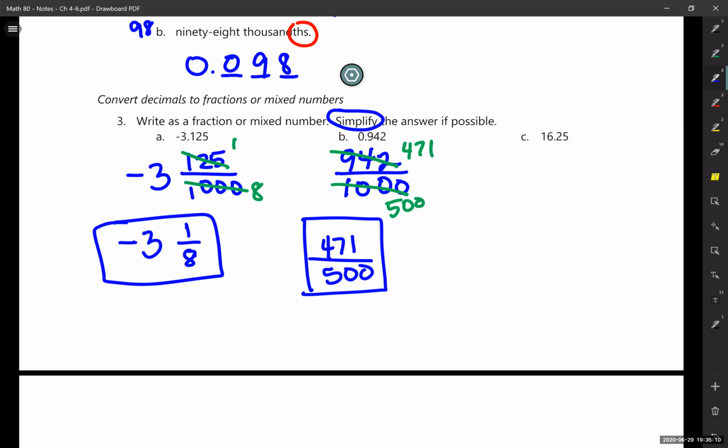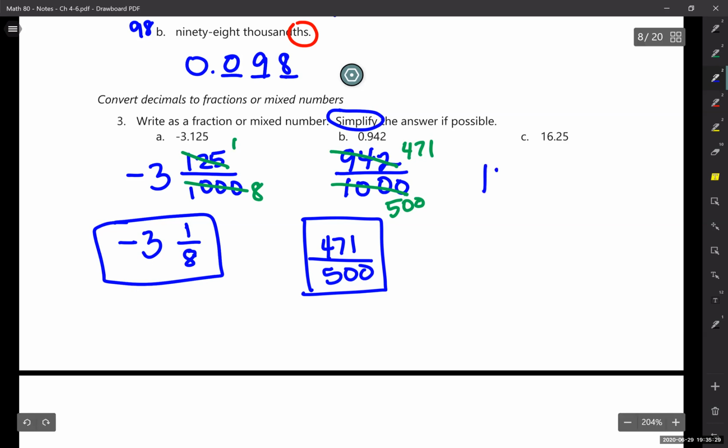All right, last one. We have 16 and 25 hundredths. Now this one, you might be able to shortcut. You might know what 0.25 is. And if you do, great. Use anything you already know. That's fabulous. But if you don't know, we can just practice again.